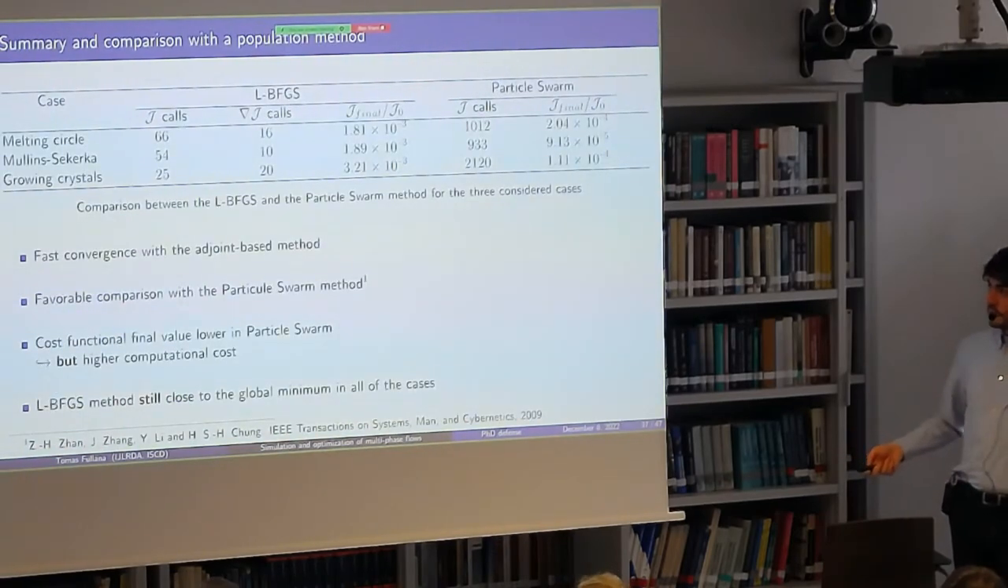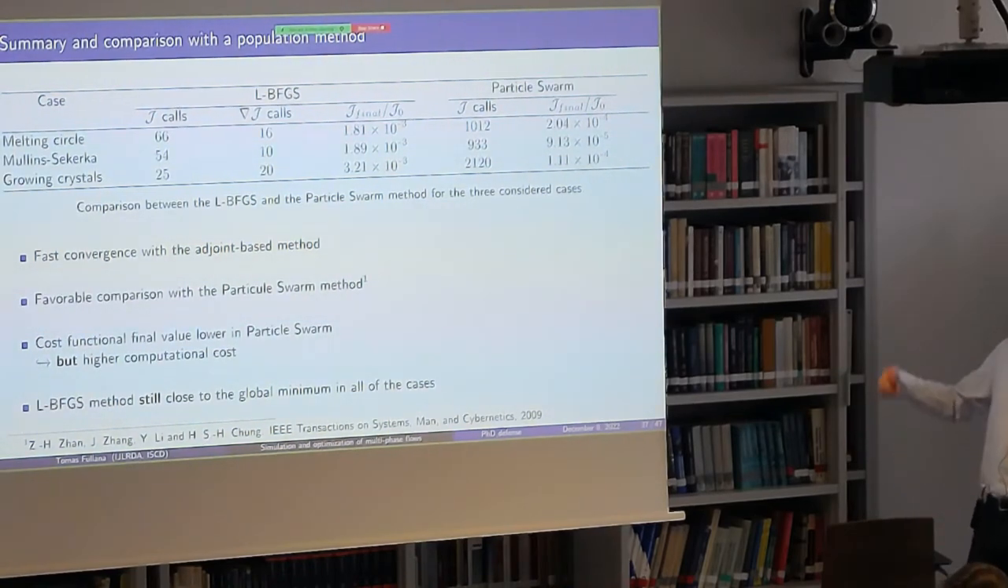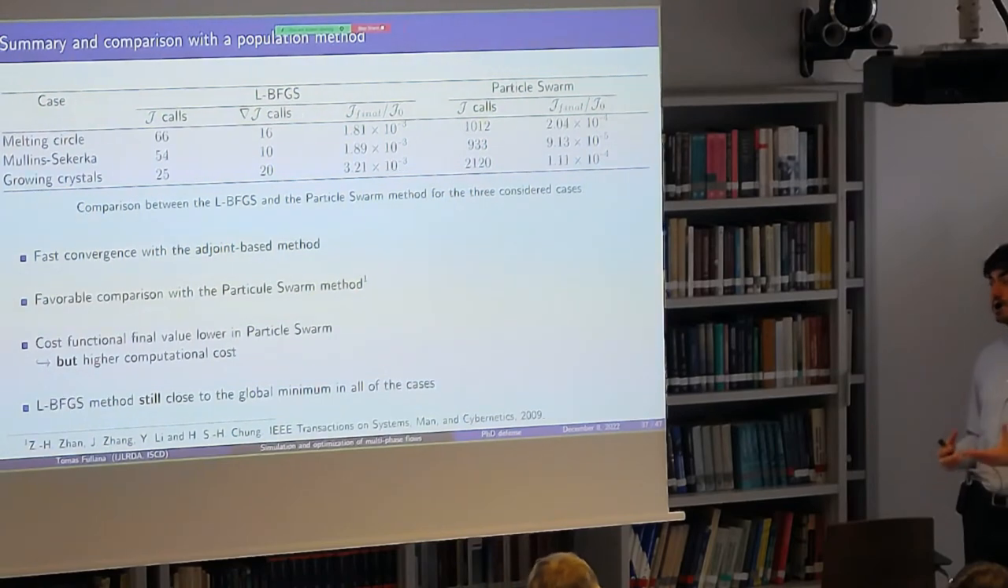Now, if we summarize these results and compare them to a derivative-free one, so remember this was all the adjoint-based procedure, what we can see is that we have a fast convergence of the adjoint method. We can converge in something like 20 iterations, for example, for the most complicated case, whereas for the particle swarm method, which is a type of derivative-free method, we need 2,000 iterations of this procedure. So, of course, in the derivative-free case, we attain a lower value for the relative cost functional. Yet, we can say that the LBFGS method is still close to the global minimum in all of the cases, as we saw that the final interface matched the desired one.